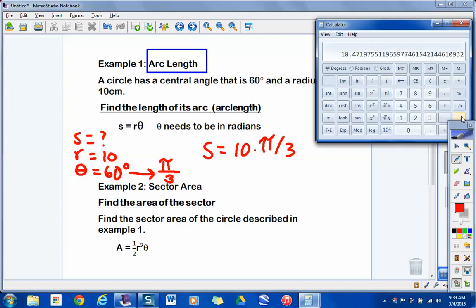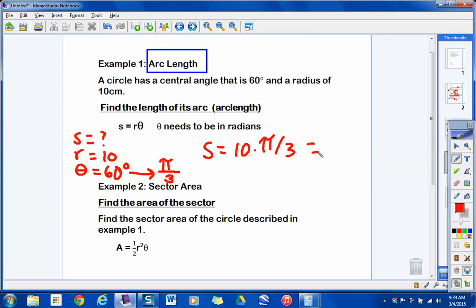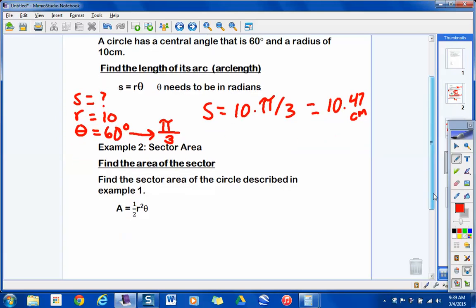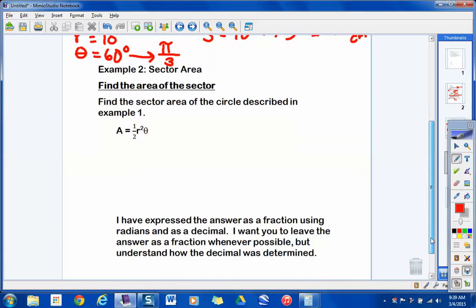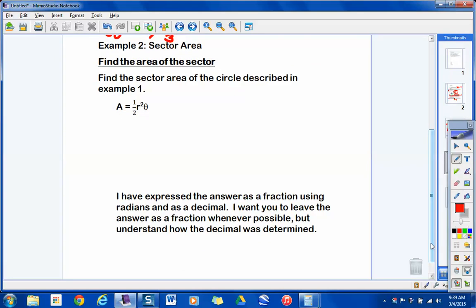You guys getting 10.47-ish? Sweet. So the arc length is how much? What kind of a unit would I choose to put on this? Centimeters, yep. How you guys feeling about this? Pretty good? Just a lot of plugging numbers and going, right? Okay. Sector area then. Example 2, sector area. It says find the sector area of the circle described in example 1. Okay.